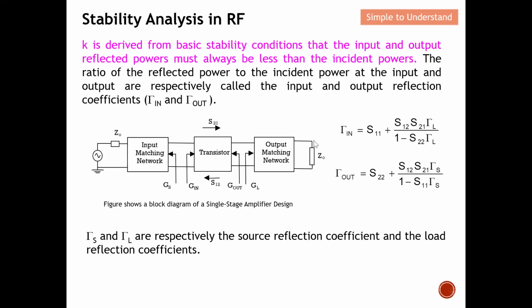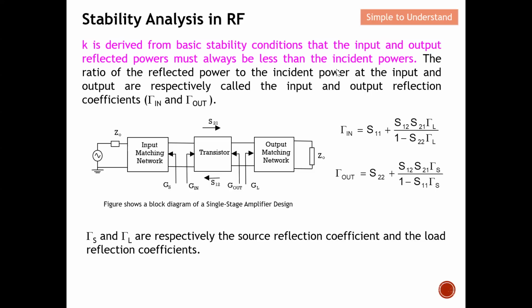So the first thing we need to do to ensure stability is to ensure that the reflected power is always less than the incident power. Makes sense, right? Because once you have reflected power more than incident power, the load or the source may have some active circuit. This may be challenging to design back to a stable circuit.